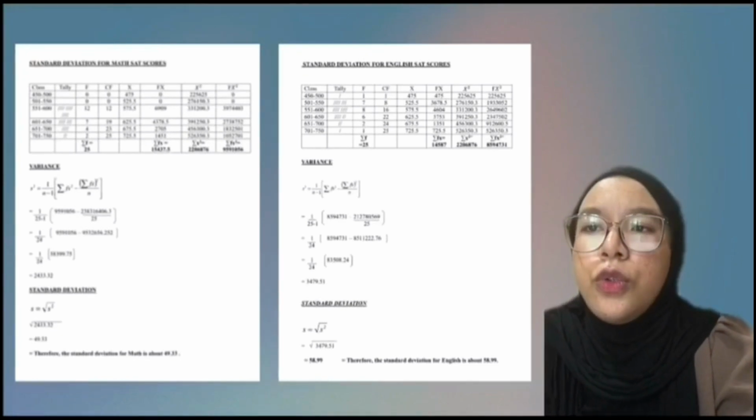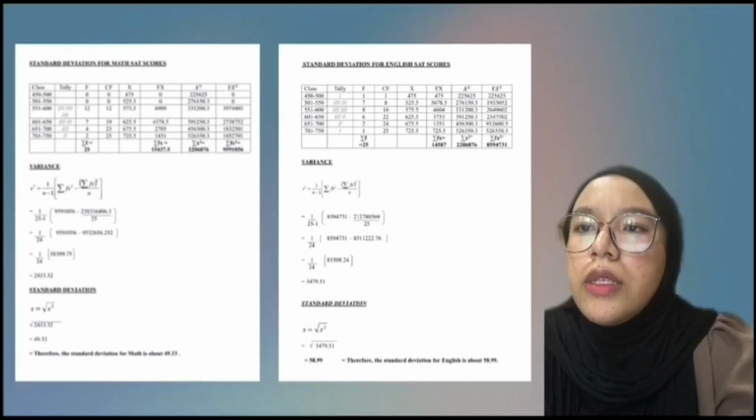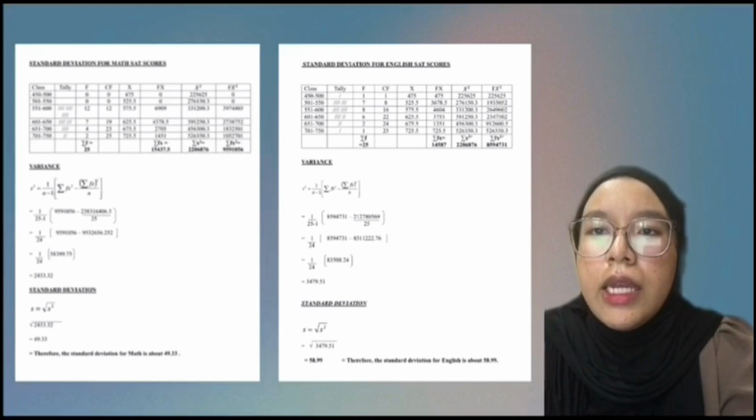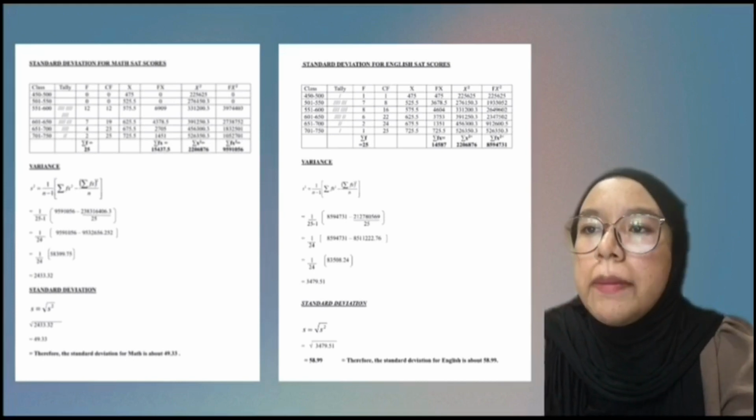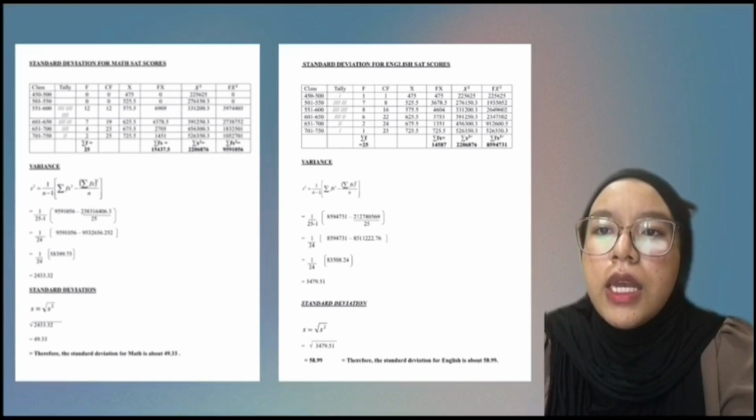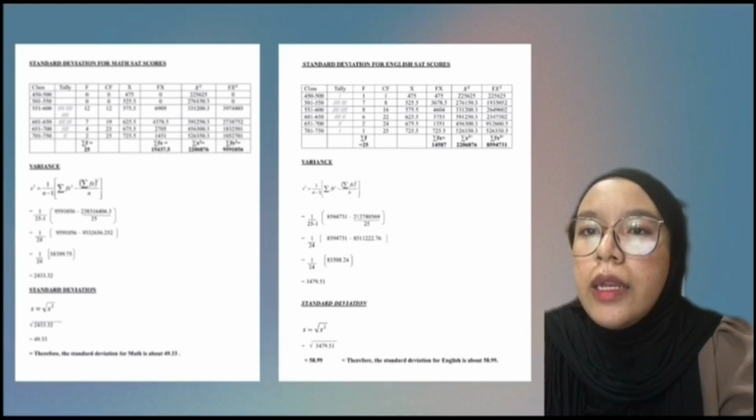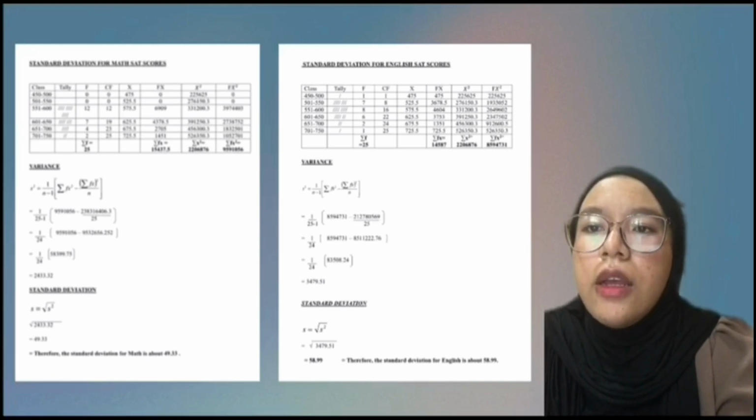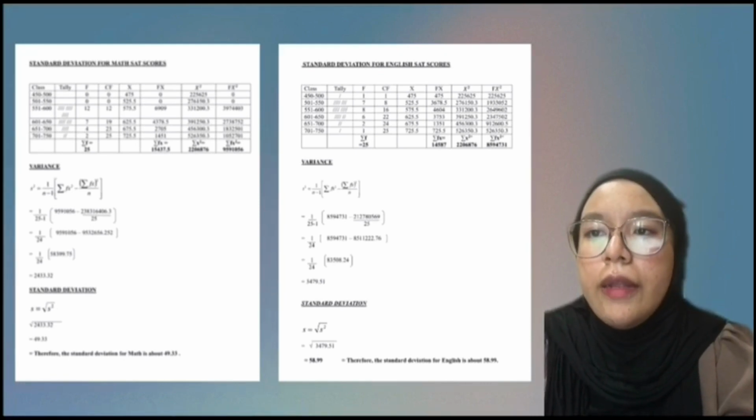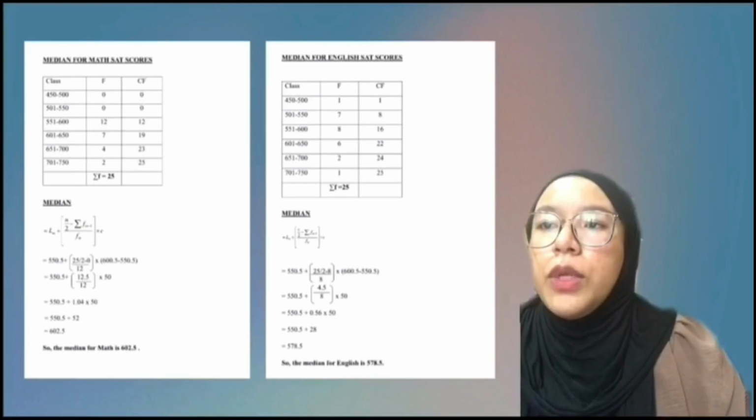Next, we go to standard deviation. There is a standard deviation for both math and English. There is also a table column and the formula for variance and standard deviation. My standard deviation for math is 49.33 and standard deviation for English is 58.99. Then we go to median.